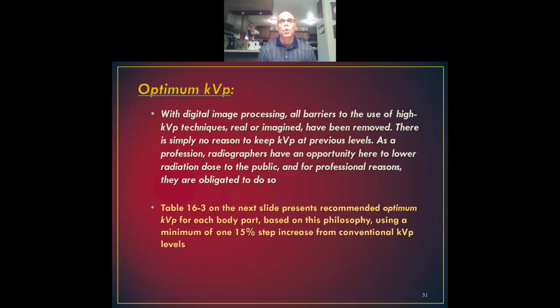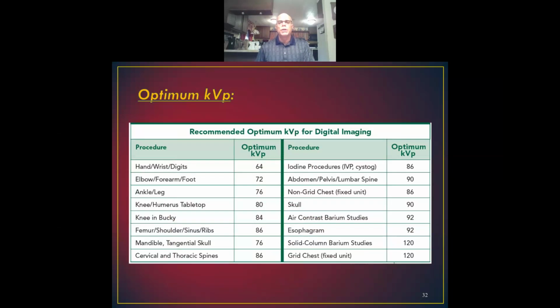Here's your first step towards that. This is the very first step that we can do across the board, is that we can start increasing our KVP by increments of 10 for our body parts. Looking at those two charts again, you should familiarize yourself more with the one on page 258 because you are in the digital age. Table 16.3 on the next slide presents recommended optimal KVPs for using a minimum of 1. So I'll go ahead and show you that again, that is at table 16-3 on page 258.